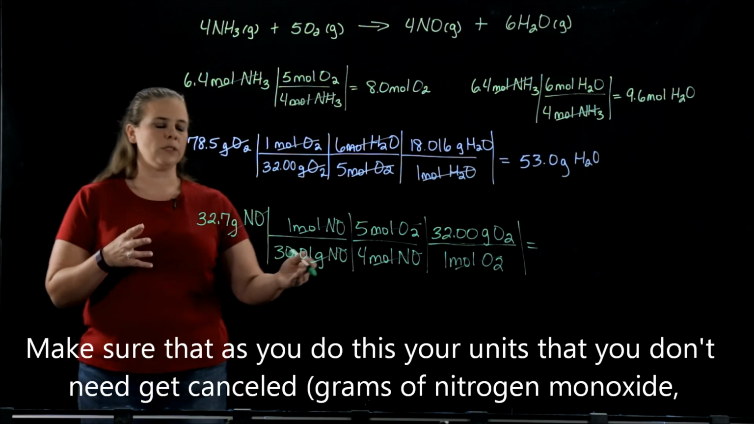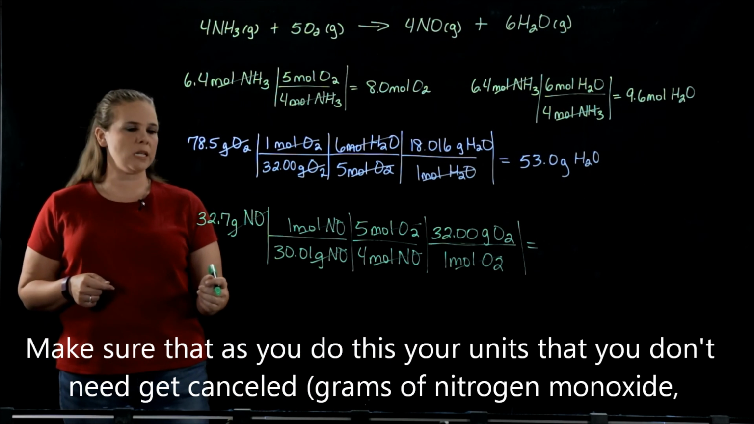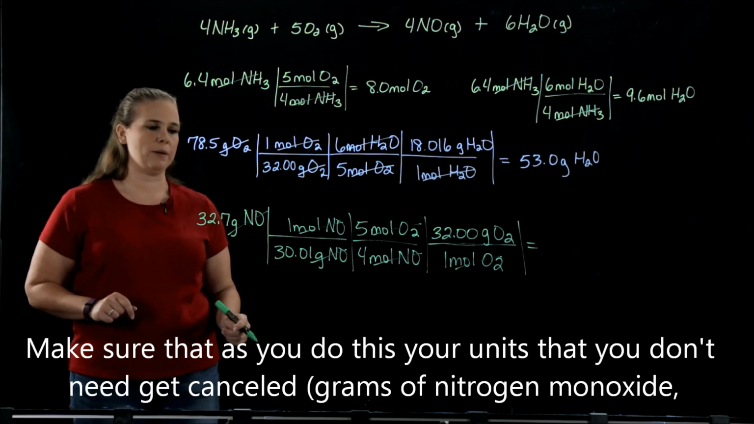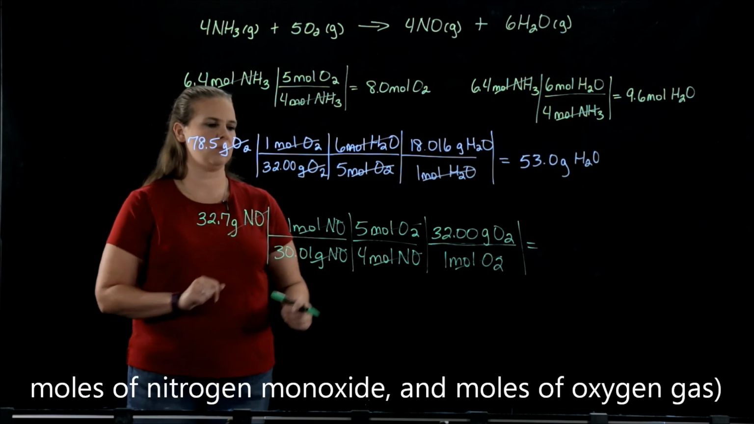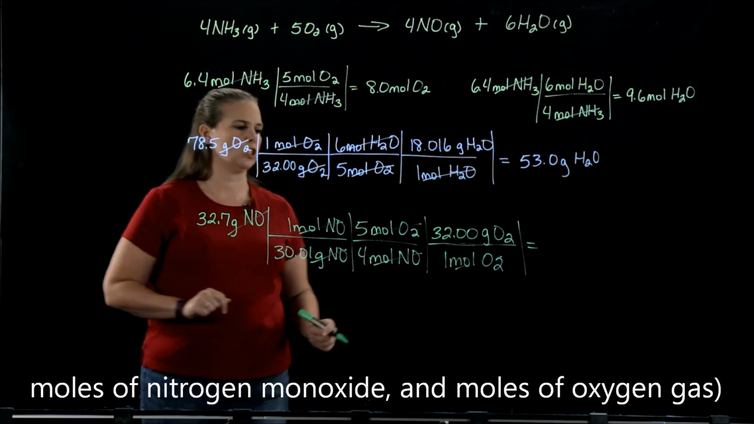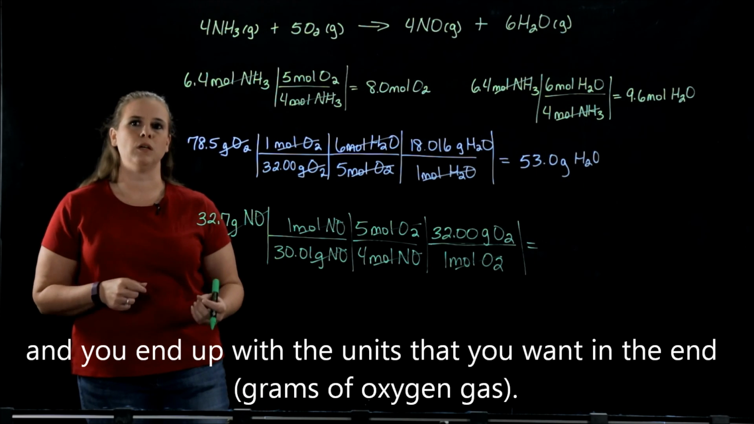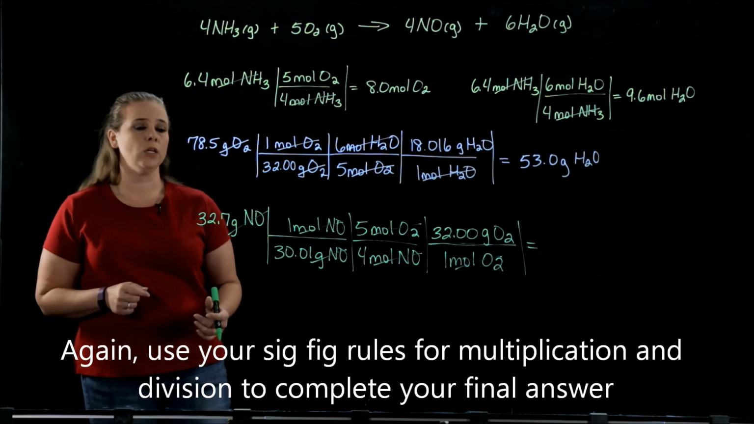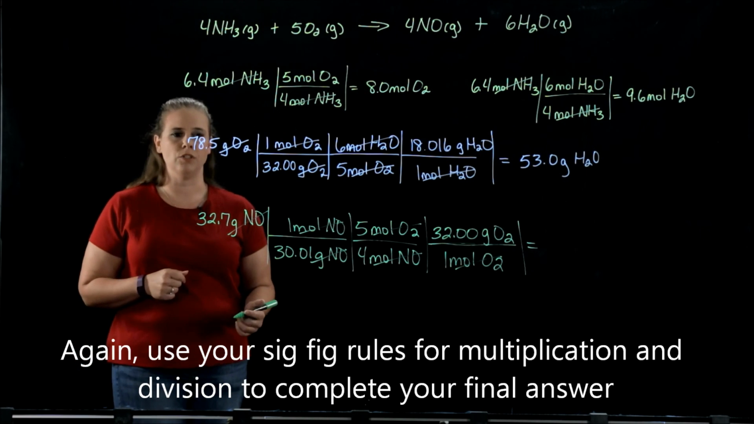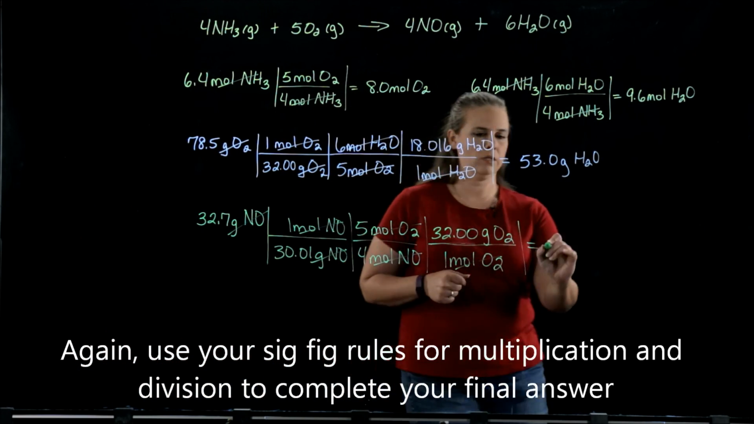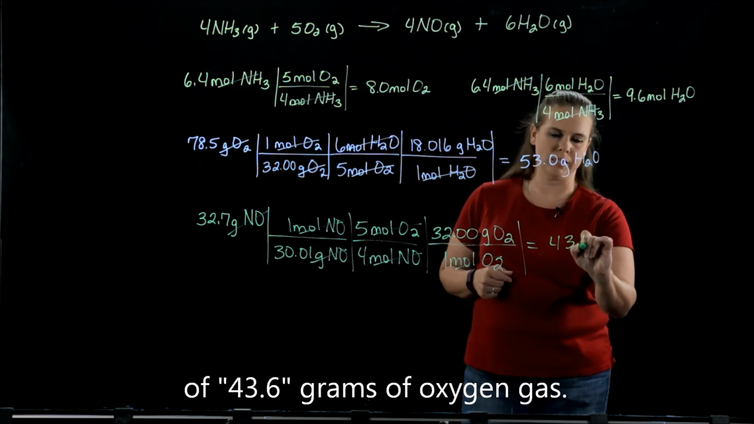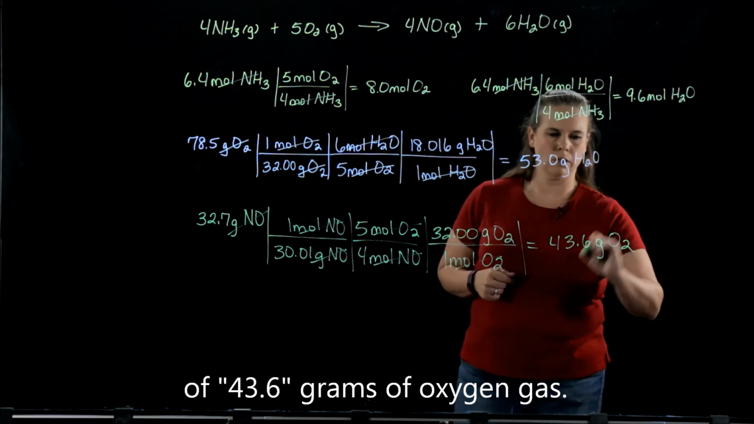Make sure that as you do this, the units that you don't need get canceled: grams of nitrogen monoxide, moles of nitrogen monoxide, and moles of oxygen gas, and you end up with the units that you want in the end, grams of oxygen gas. Again, use your sig fig rules for multiplication and division to complete your final answer of 43.6 grams of oxygen gas.